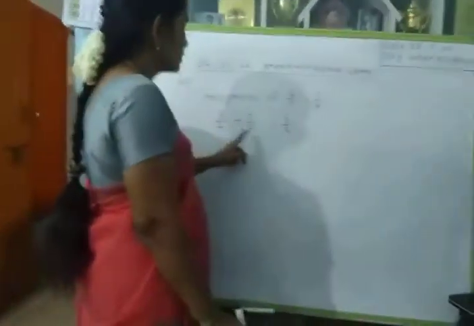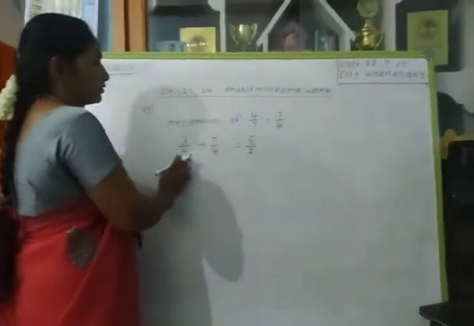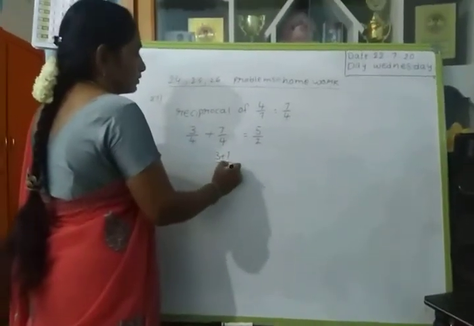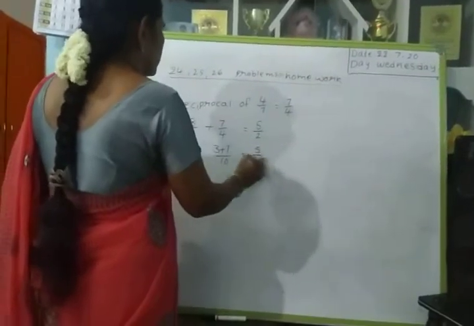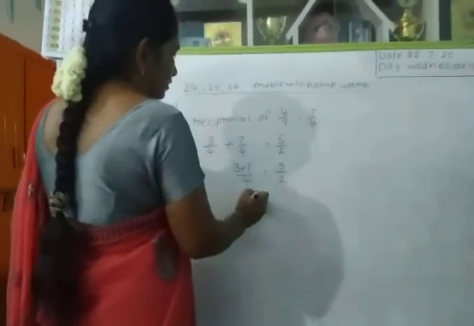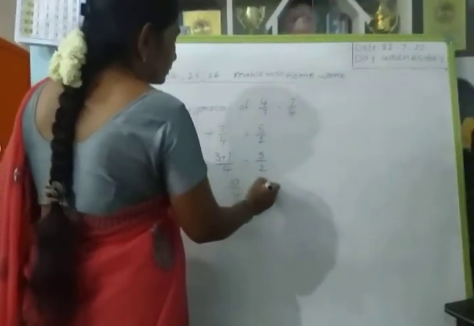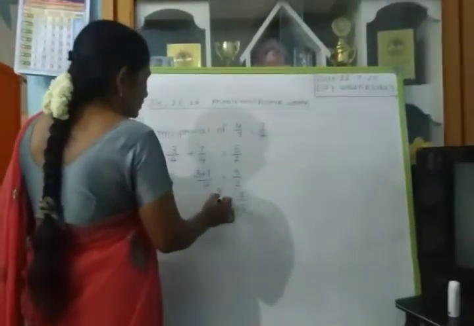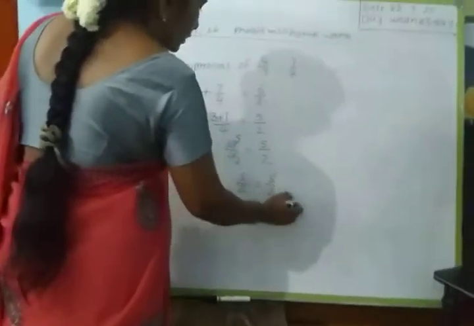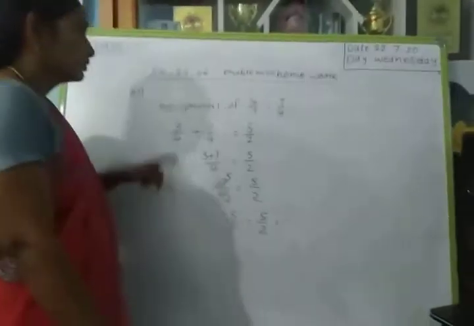See here, these two are like fractions only. So what do we have to add? 3 plus 7, how much? 3 plus 7 is 10. 10 by 4. 2 5s are 10, 2 2s are 4, so 5 by 2. So we get 5 by 2 only. So is this statement correct or not? It is correct.